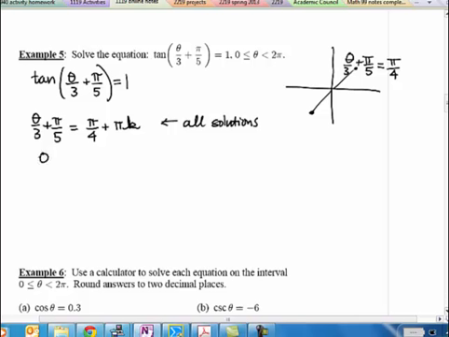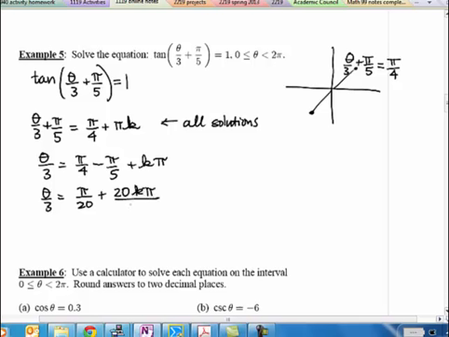So then I'll add or subtract pi over 5 from everything. Get a common denominator. I guess that would be 20, right? So 5 pi over 20 minus 4 pi over 20 is going to be pi over 20. K pi would be 20k pi over 20, sorry, to get a common denominator.